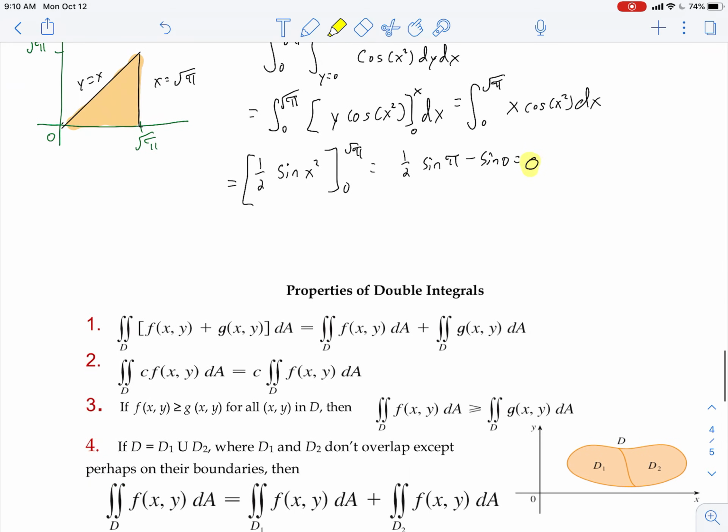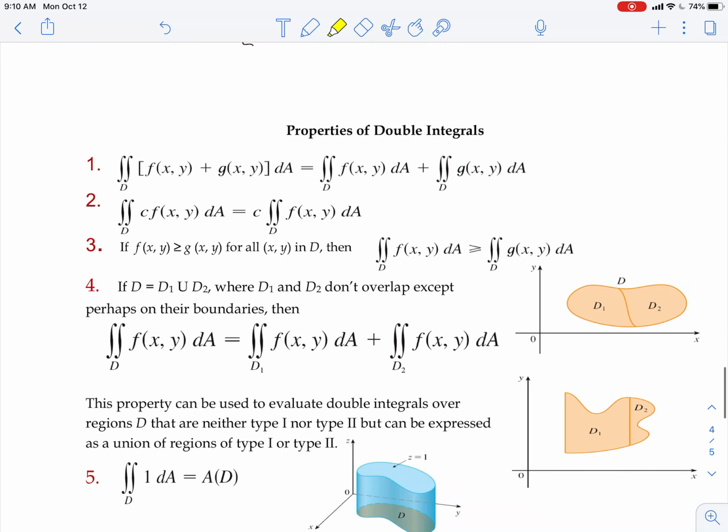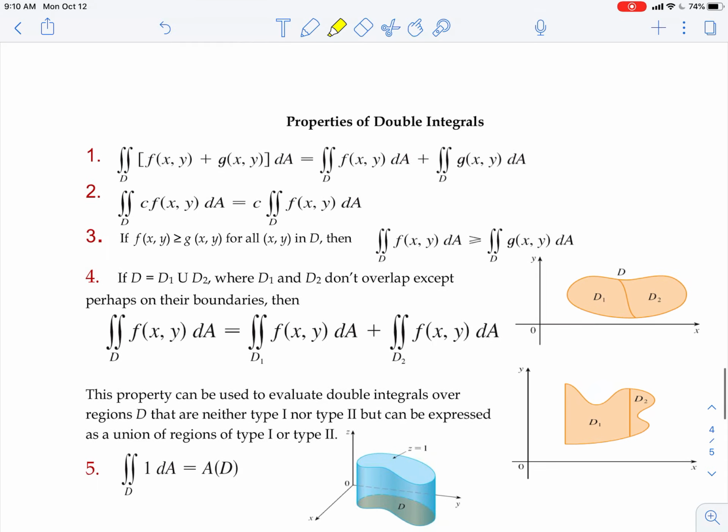All right, and that's it. So, properties of double integrals. I'm going to let you look at this, and then please just ask questions. But, again, we can break up, if we have two different functions, we can kind of just break it up on the inside. So, again, the properties of integrals still hold. If there's a constant, we can pull the constant out.